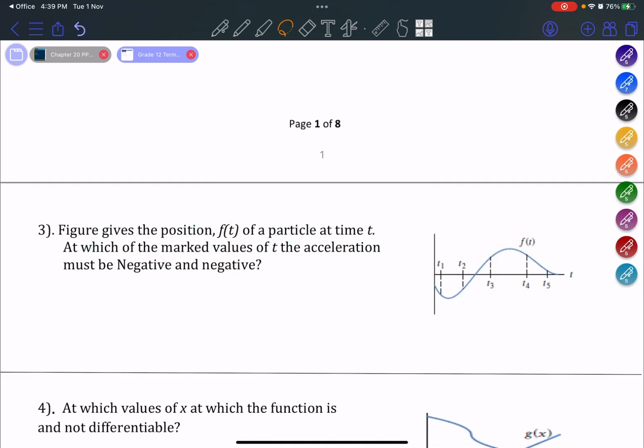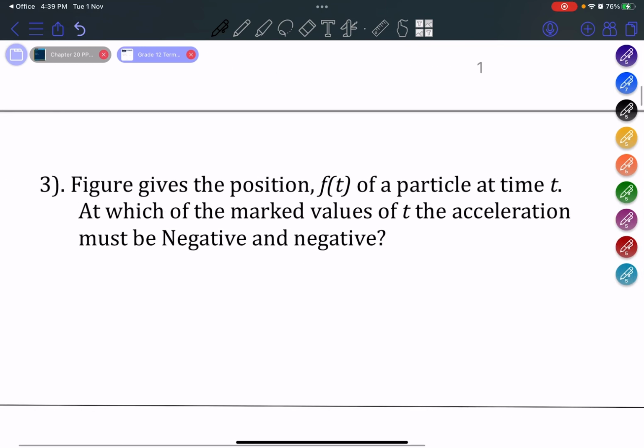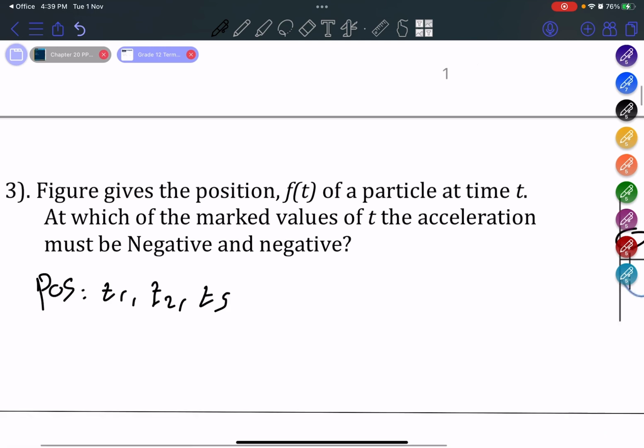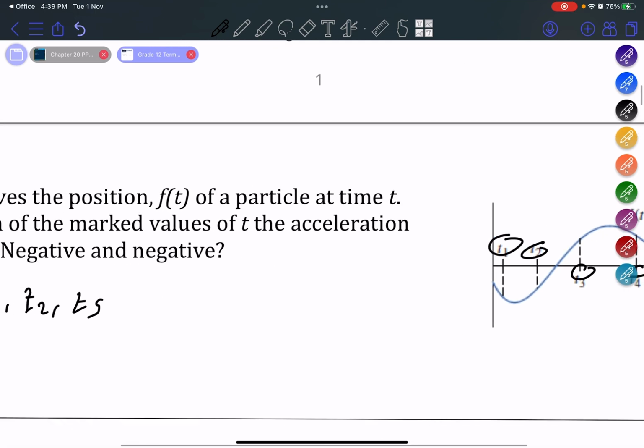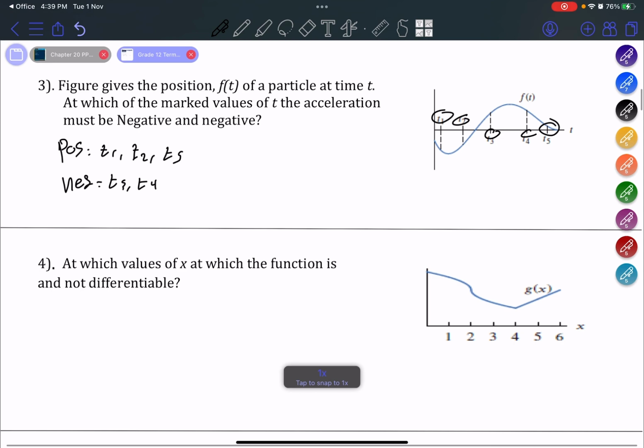Hence, what does this mean? Our answer must be, we said that t1, t2, and t5 will be concaving up. So for positive, we say t1, t2, and t5. And for negative, we said t3 and t4.